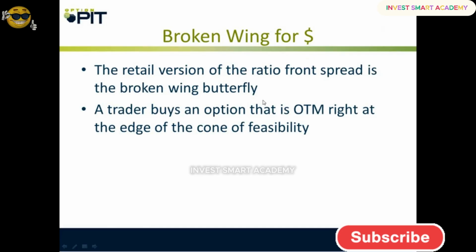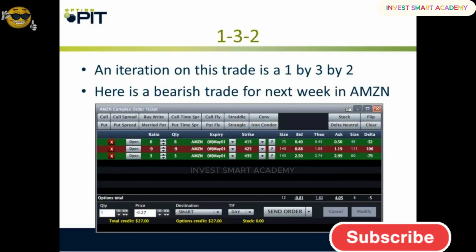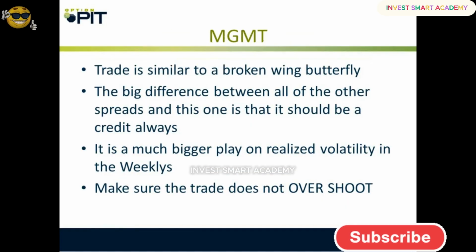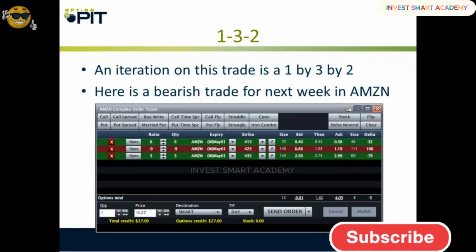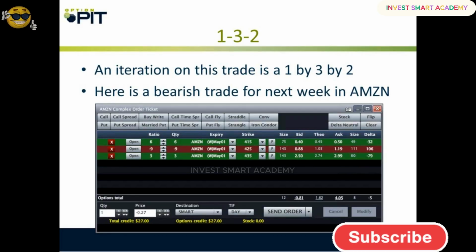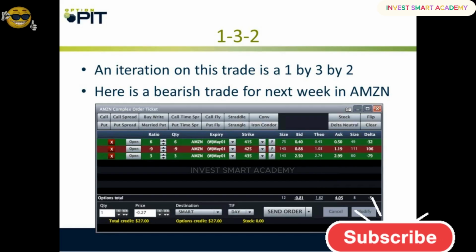Now the broken wing is for margin. All right. So a couple of trades, well, we'll get to broken wings in a second. So an iteration of a broken wing fly is a 1/3/2. And here's a bearish trade in Amazon that I might set up. Amazon's expensive and high vol, so instead of a 25-cent option, I'm buying a $2.50 option. This is for next week. I don't like Amazon. I think they've got to come back. I think they've got a gap to close. They've got more gaps to close than the Gap.